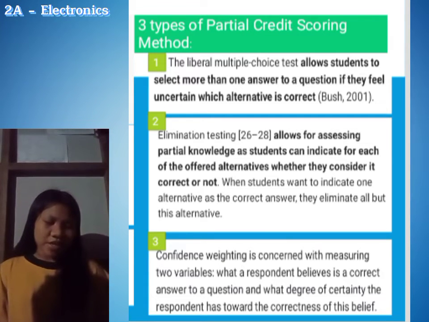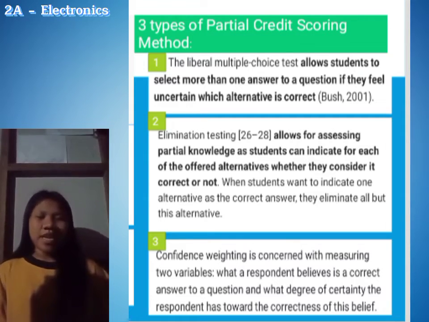Partial credit scoring is one of the non-conventional methods introduced because number right and negative marking methods of scoring multiple choice tests are prone to guessing, which affects test validity and reliability.